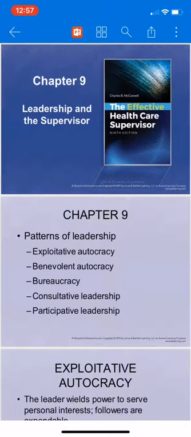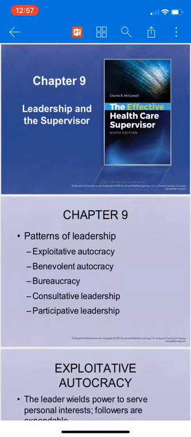Chapter 9, we're covering leadership and the supervisor. Now, this is a little lengthier chapter. There are 31 slides in this PowerPoint. We may end up breaking this one down into a couple different lectures. We'll just see. But again, I'm going to hit the highlights as I have in the previous chapters.